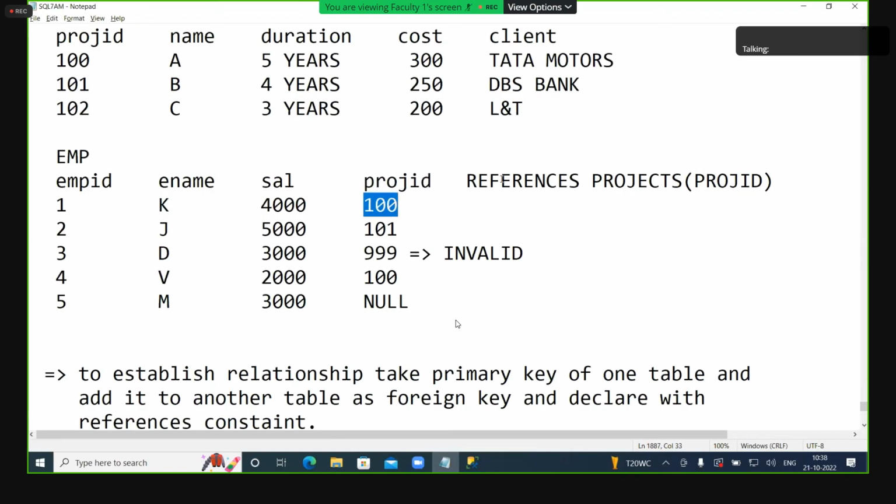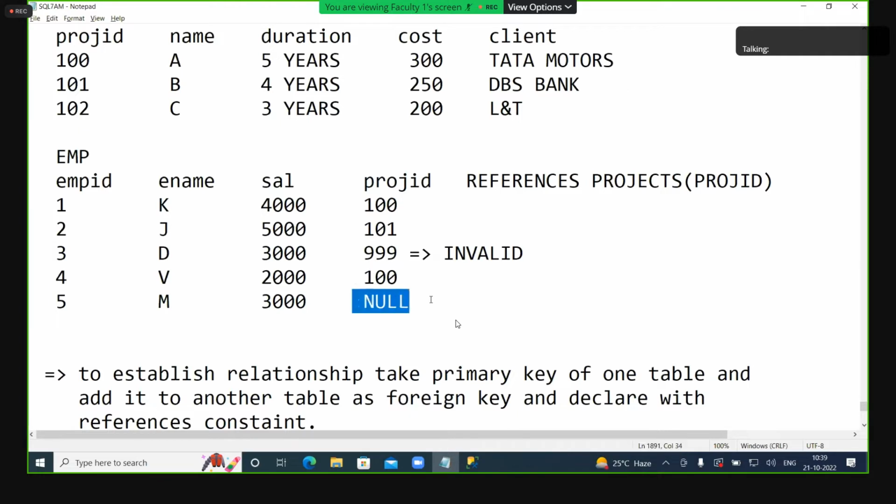Whether this value is there in the project table or not. You entered 100, SQL Server goes to the project table and checks whether 100 is there or not. Yes, it is there, accepted. Next, it checks 101. Is 101 there? Yes, accepted. 999? It's not there. So when it is not there, it is not accepted. Next one, 100. 100 is there, accepted.